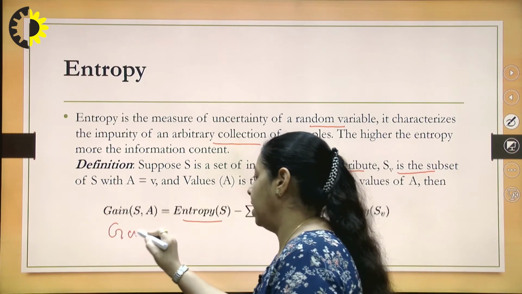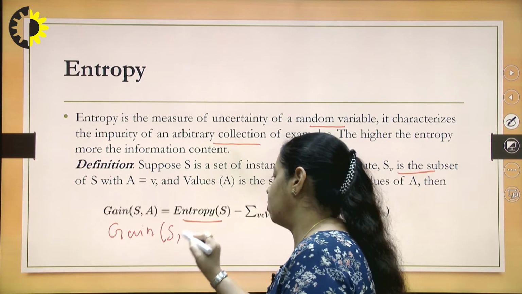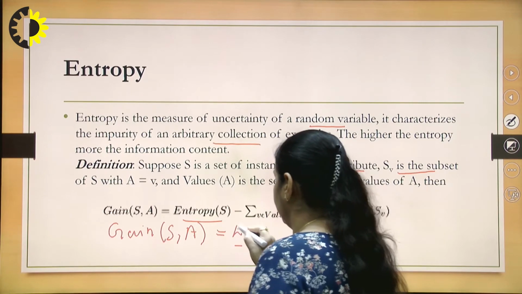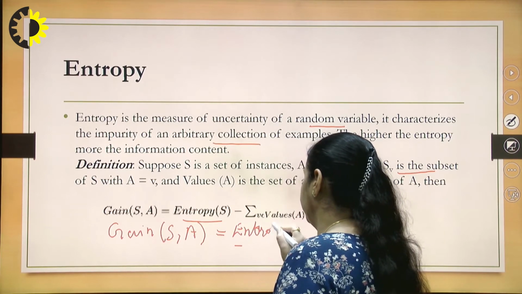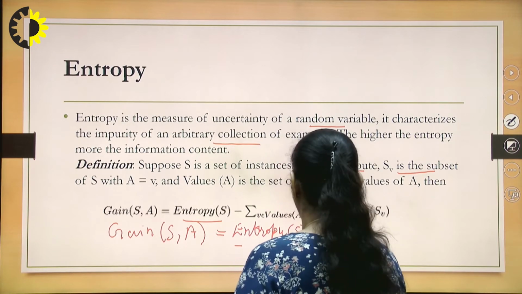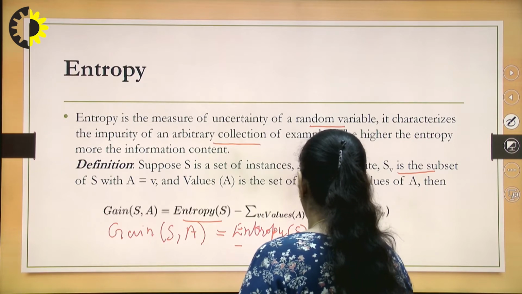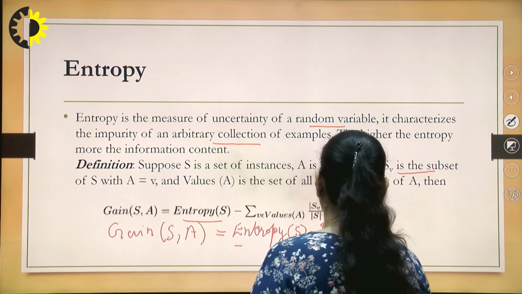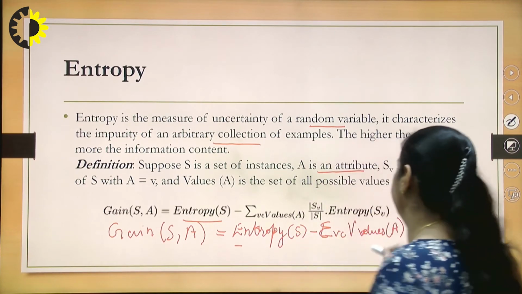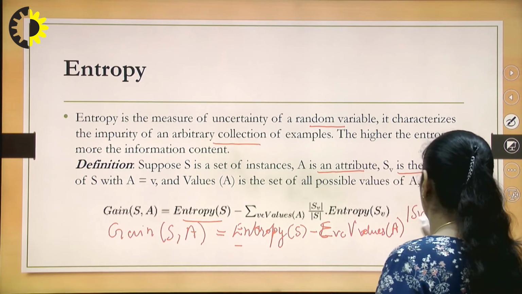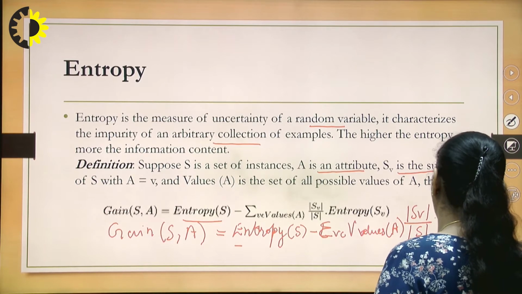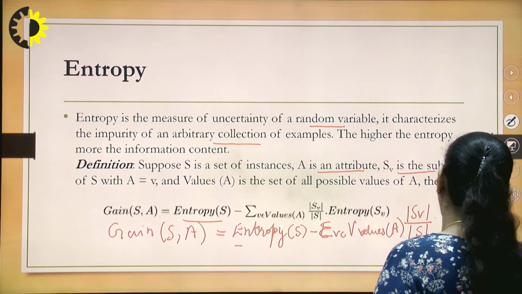Here we have the gain of S comma A equal to entropy of S minus the summation over v of the values of A, then we have a modulus and we have a product with the entropy of S of v.